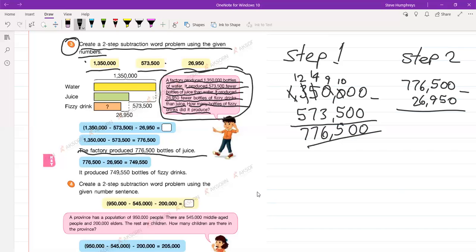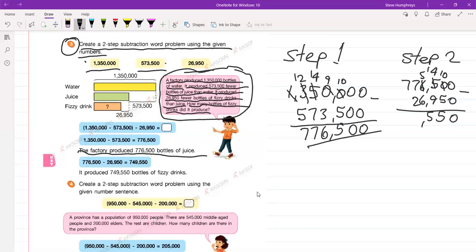0 minus 0 is 0. You need to borrow. Make that 4. Make that 10. 10 minus 5 is 5. Okay, you need to borrow again. Make that 5. Make that 14. 14 minus 9 is 5.